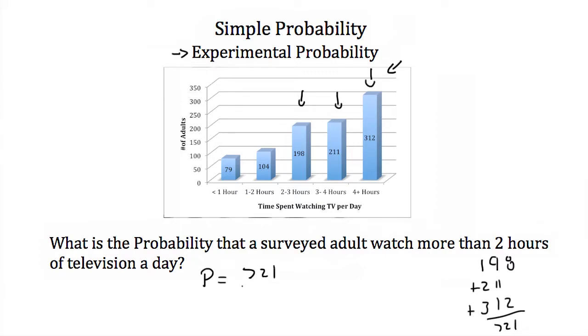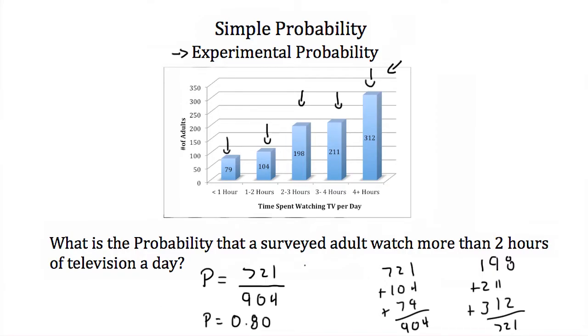Now this is over the total amount of adults that have been surveyed, or the total possible outcomes. So we take this 721 and we add the adults that didn't watch more than 2 hours of television a day, so these 104 and these 79. That's 904. So that's the total number of possible outcomes. If you do this division, you'll come up with a decimal. That's approximately 0.80.